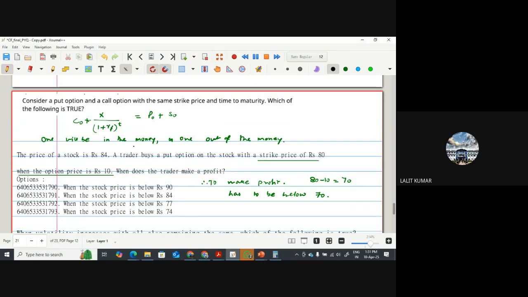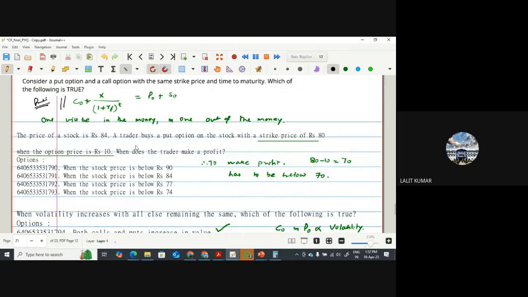Consider a put option and a call option with the same strike price and time to maturity. Which of the following is true? So this is straight away from the parity formula, and you can see. And one will be in the money and one out of the money.